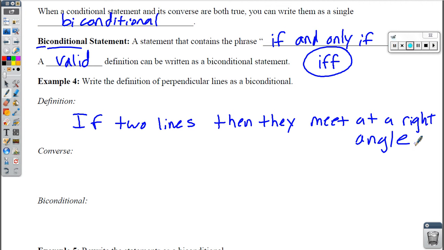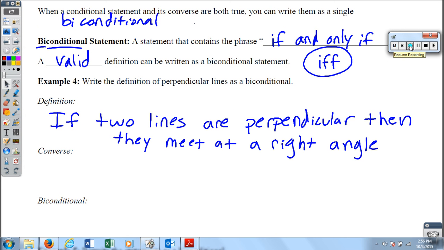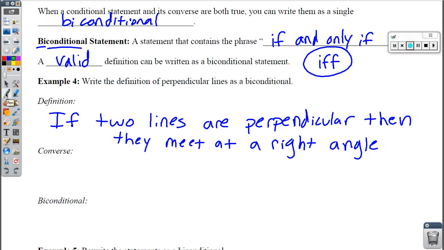Okay, if we want to take the converse of that, we would just take the right angle part and put it first after the if. Oh, I wrote that completely wrong. Hold on. Okay, so if we want the converse, we would take two lines being perpendicular and put that second, as the conclusion, and the lines meeting at a right angle would go first. So for the converse, we take the second part, meeting at a right angle, and put that after the if, and then we take the lines being perpendicular and put that after the then.